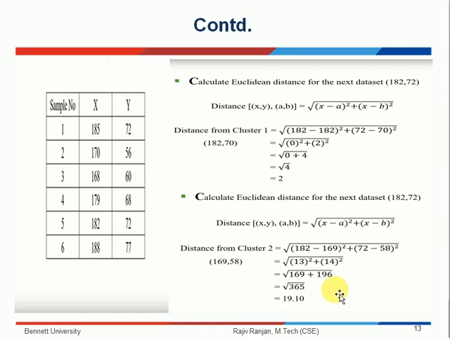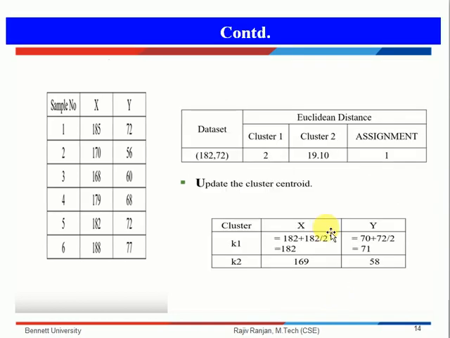So put these values in the form of a table. This is the tabulated form, and let's compare these 2 values. 2 is the minimum value and it belongs to cluster 1, so this data will belong to cluster 1. Therefore I have to assign the value 1 here, 1 is for cluster 1. So now sample 5 also gets grouped together with samples 4 and 1, which is named cluster 1, right?